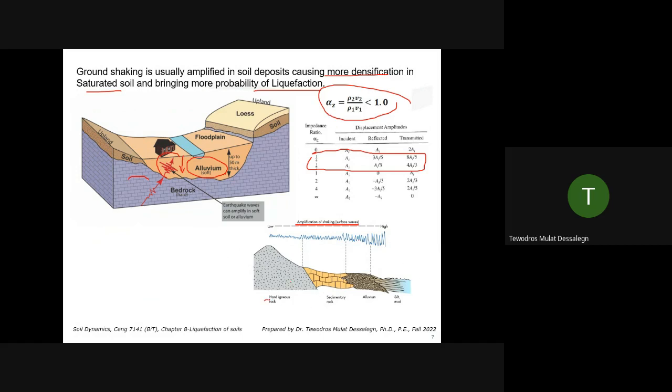Hard igneous rock, when the wave passes, it's less magnitude, but the looser the material, the magnitude increases. Sedimentary rock, alluvial deposits, silt, and mud. So it gets much larger with the looser materials.